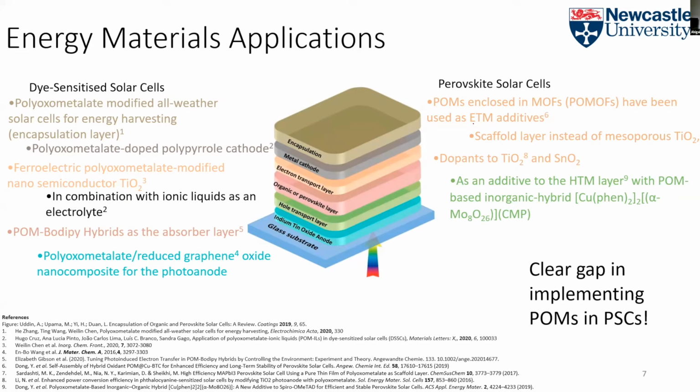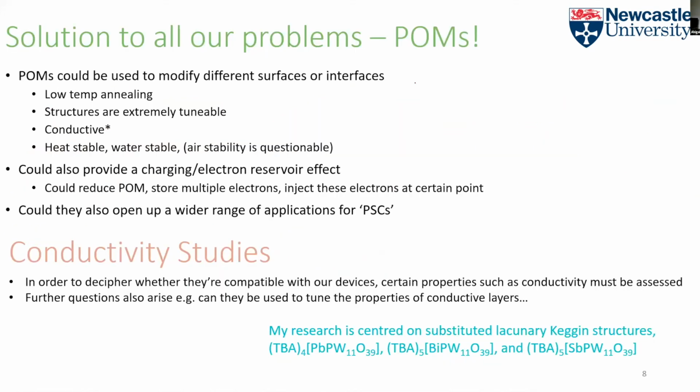So that brings us on to what I have been looking at a bit more. The questions we wanted to answer were: can they be used to modify different surfaces or interfaces? Can you go between these layers? Can you use them in new areas, in the absorber, basically anywhere within the cell? And to make them compatible with what we're doing, you have to have a low annealing temperature, because a lot of the materials in the solar cell will degrade at high temperatures.